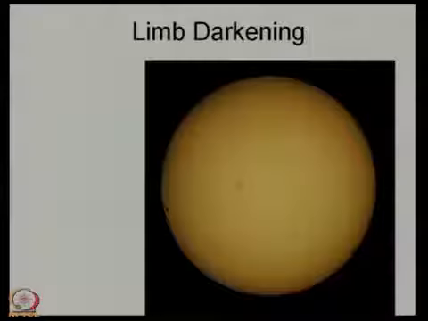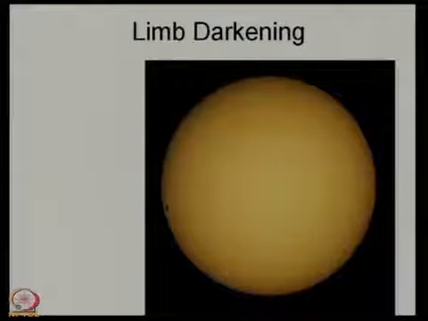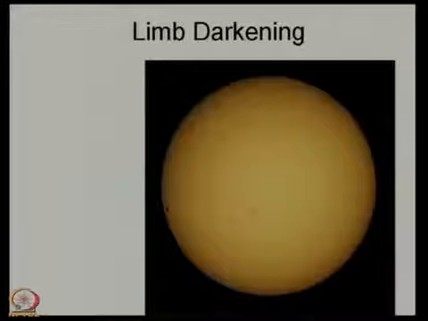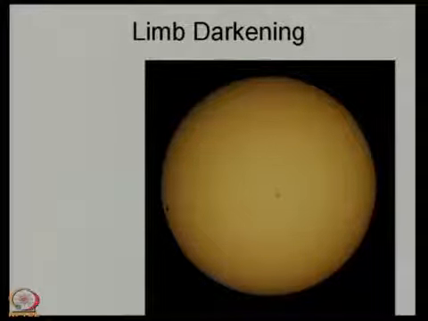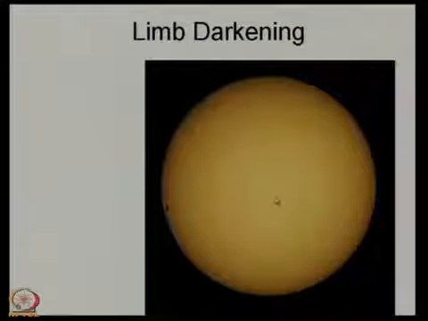So, let us look at this picture of the sun. When we make an image of the sun and look straight in, we are looking deeper into the sun and it appears hotter. The sun is hotter as you go in. When you look straight in, you are looking deeper, so you are seeing a hotter part of the sun.